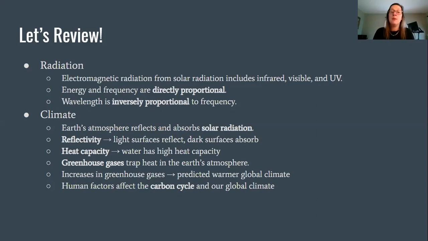Heat capacity is the amount of energy it takes to heat something up. So a high heat capacity like water's takes a lot of energy to heat up. Greenhouse gases are those that trap heat in the Earth's atmosphere. When we increase greenhouse gases, there's a predicted warmer global climate. And human factors can affect the carbon cycle by increasing our carbon dioxide emissions and therefore our global climate.